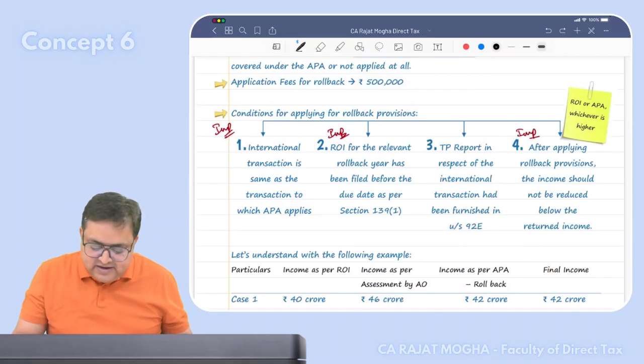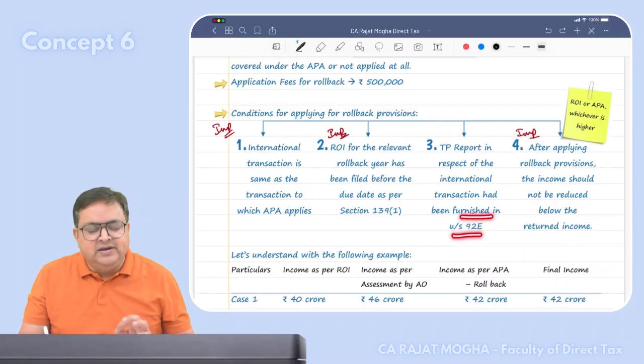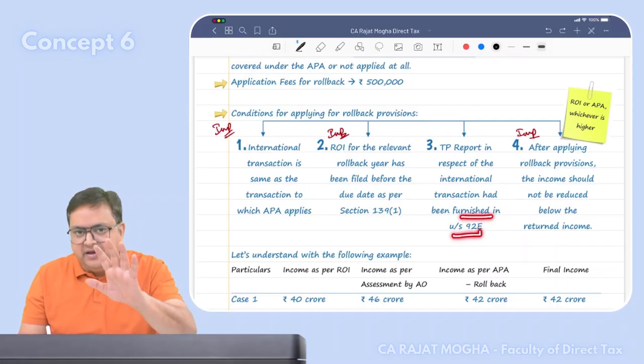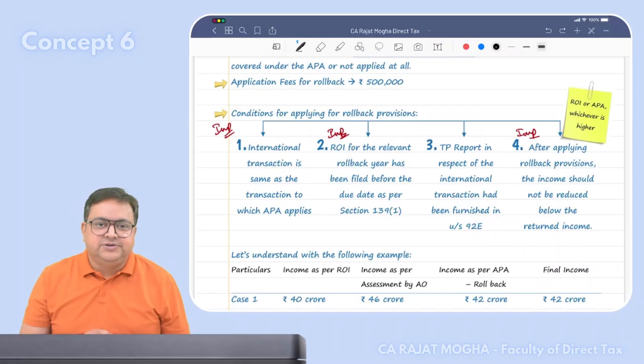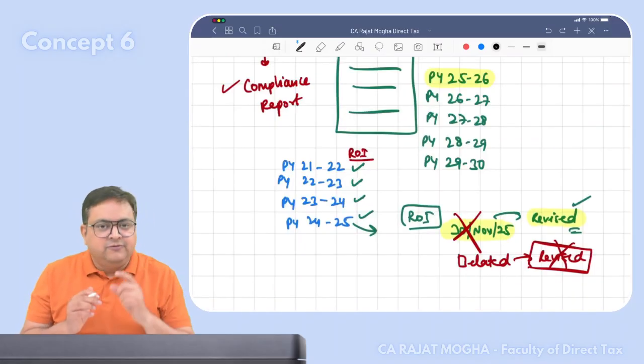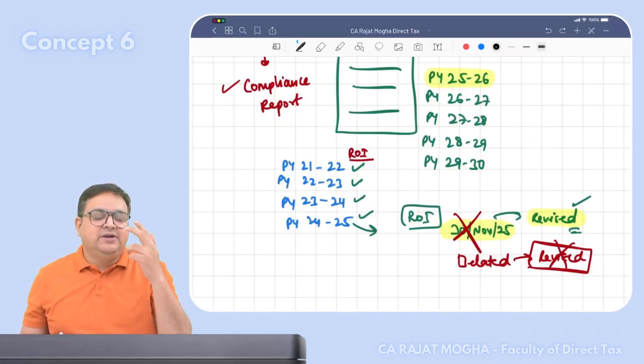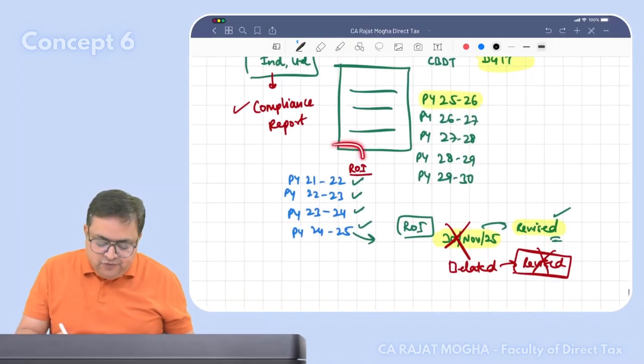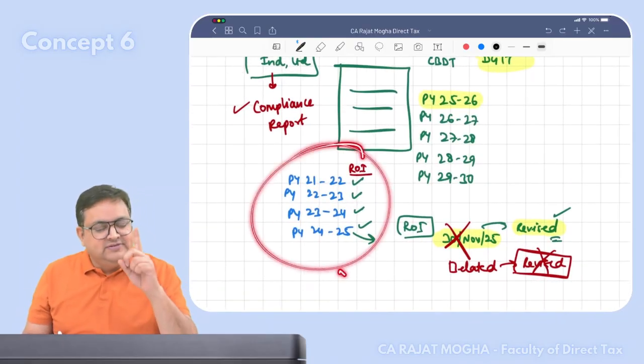So the third point is that the TP report in respect of the international transaction should have been furnished under section 92E. Under 92E there will be a TP report by a chartered accountant. So that should also be furnished. Now just learn what the conditions are. First condition, if you want to go for rollback, it should be similar transactions.